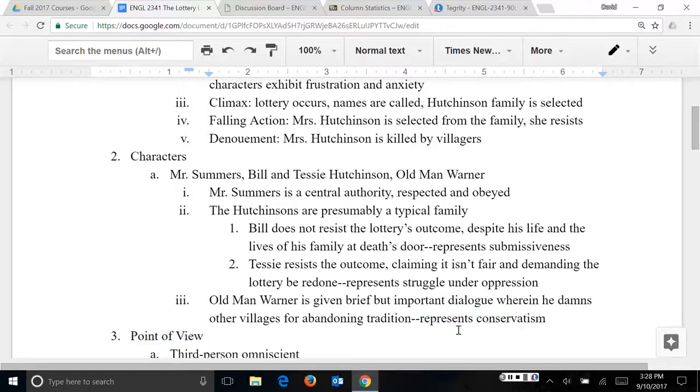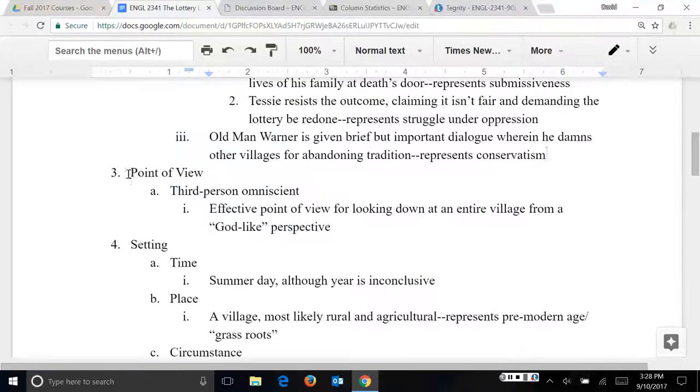Okay, so we've talked about plot, we've talked about characters. Let's talk about point of view. Now, before I can talk too much about point of view, let me give you some basic definitions. So, point of view is the perspective from which a story is told. Right? Every story has a narrator, but the narrator isn't always a character in a story.